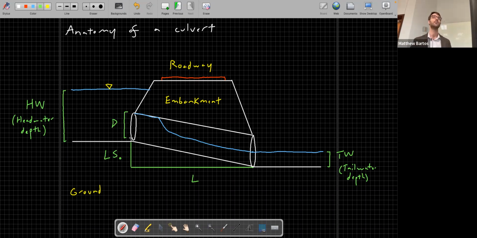Yes? So an example problem to give us the L of culvert, it's not like the diagonal, it's the horizontal. Yeah, so we're defining it as the horizontal length in this case. Good question. Thank you.